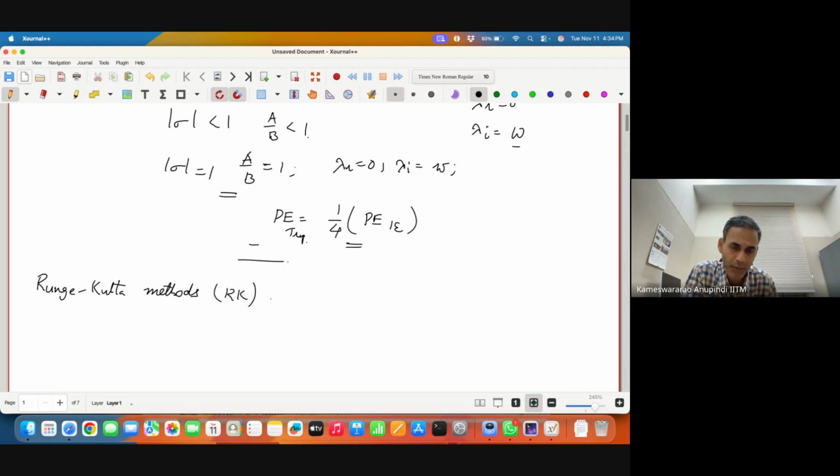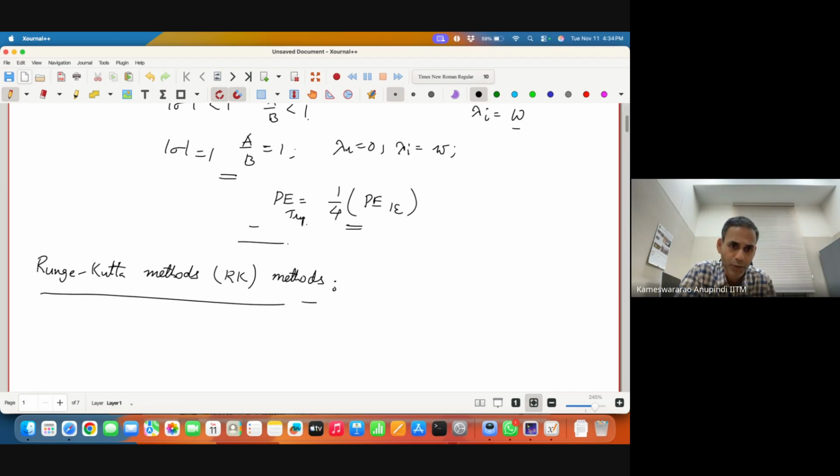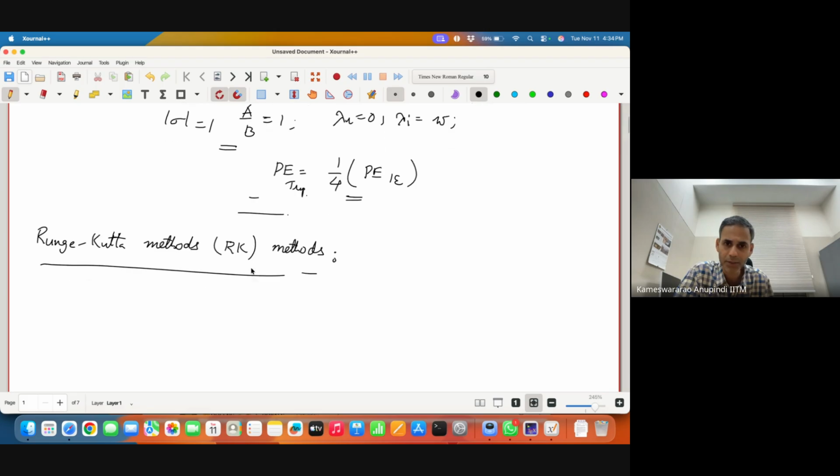I think you must be familiar with these things. These are used quite extensively in the solution of PDEs or ODEs. These two names are German names, Runge and Kutta, so I may not be pronouncing them correctly. But in general, they're called RK methods. So RK methods are explicit methods that can be tailored for higher order accuracy.